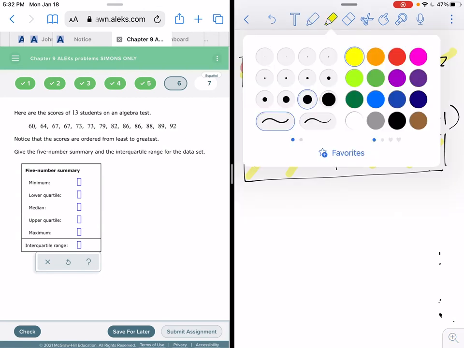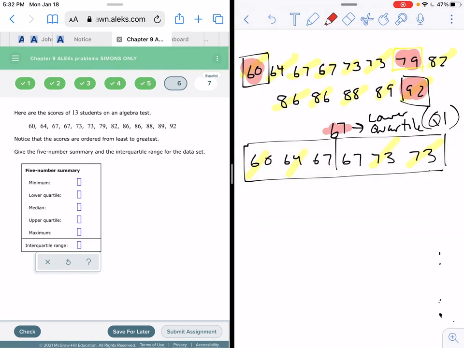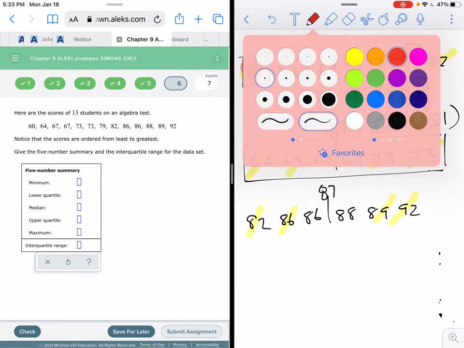And we're going to do the exact same thing with the upper set of numbers. Again, we're not going to include our median in this. So we're going to start with the 82, 86, 86, 88, 89, and 92. And then we're going to X out until we get to the middle. And this one, what's the middle value between 86 and 88? Well, the middle value between 86 and 88 is 87. That's exactly halfway between 86 and 88.